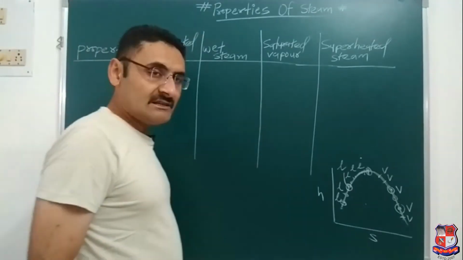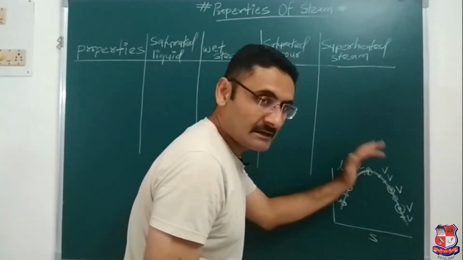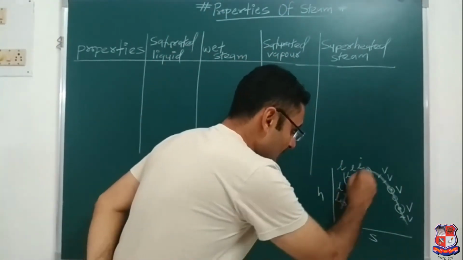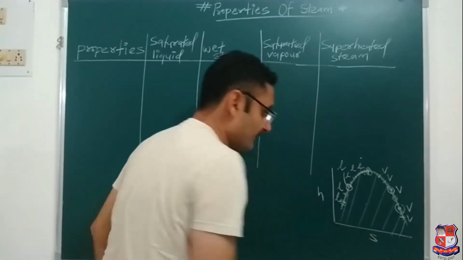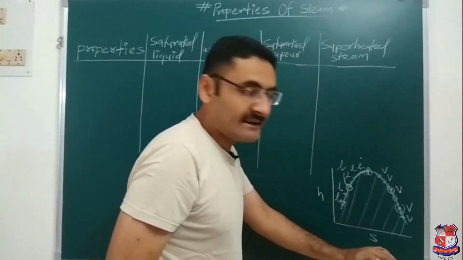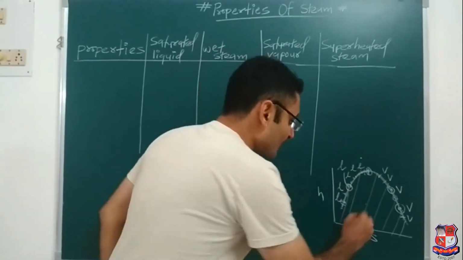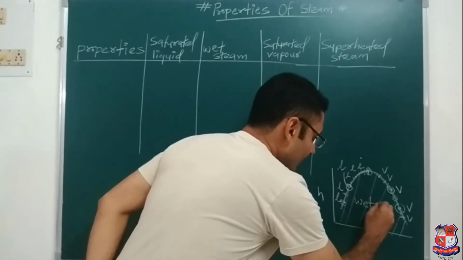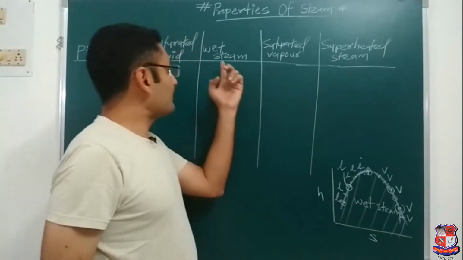Now the next region is which one? Region number 3, that area which is covered by that diagram. So how much area is that diagram covering? I will say that much area. The area which is covered by that diagram is known as the wet region, and in the wet region what will we get? We will get wet steam. So in the wet region we will get the wet steam.